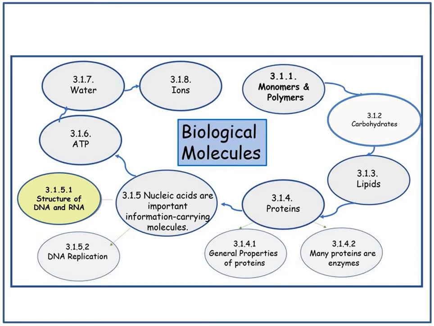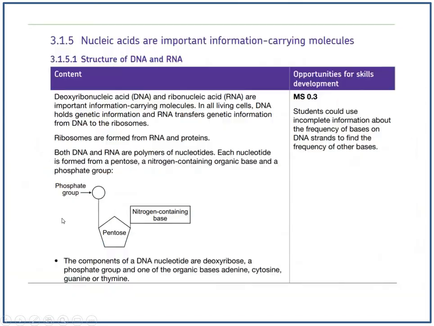So just to see where this topic comes in the biological molecules overview. You've got nucleic acids are important information carrying molecules, and then we've got the structure of DNA and RNA. And here is the specification reference for AQA. So you need to know that deoxyribonucleic acids and ribonucleic acids are important information carrying molecules in all living cells. DNA holds genetic information and RNA transfers genetic information from DNA to the ribosomes. Ribosomes are formed from RNA and proteins.